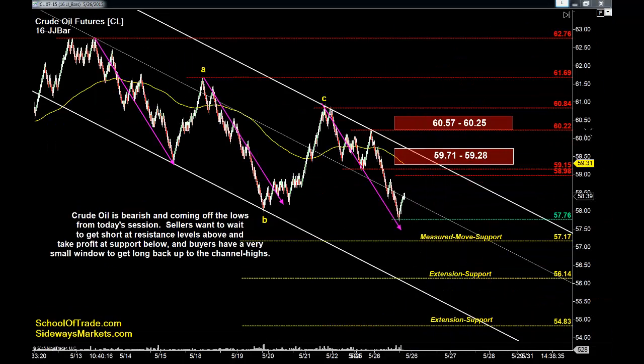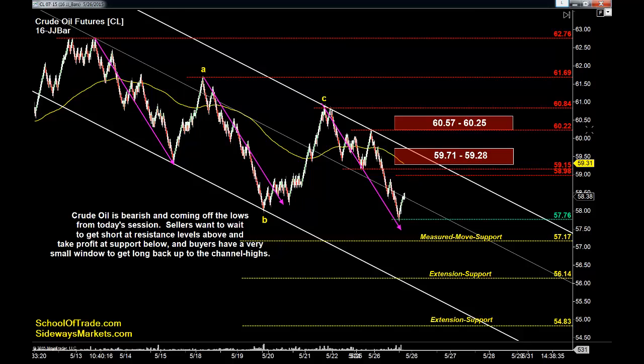Last but not least here, on the crude. Another one of those bear markets. They're pretty much all bearish here right now. S&P is still bullish in the long term, but we got that downward move today. We talked about that one earlier. So crude oil, bearish coming off the lows of today's session. Sellers want to wait to get short at resistance overhead. And of course, those buyers have a very small window to get long here before we run back up to those channel highs.